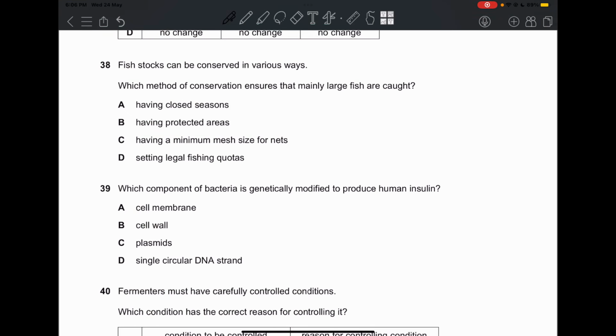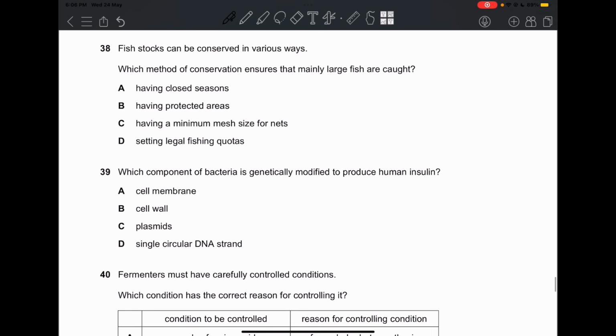38, fish stocks can be conserved in various ways. Which method of conservation ensures that mainly large fish are caught? Now, A says having closed seasons will actually not affect the size of the fish that is being caught, and also having protected areas. Protected areas will still not help in the size of the fish that is being caught. It will only help in the amount of fish that is being caught, not the size of the fish.